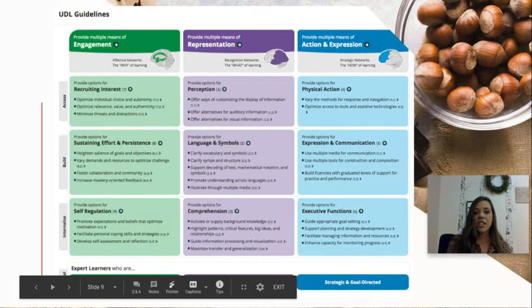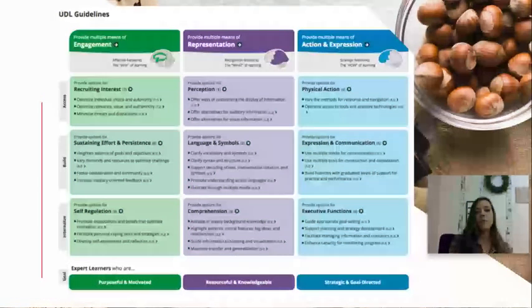This is the UDL guideline. As you can take a look up at the top, we have multiple means of engagement. So how are we going to create some interest? We have multiple means of representation. So offering a more customized way of viewing the information or presenting ways for how to show that the student knows what they have accomplished or achieved in the given lesson.